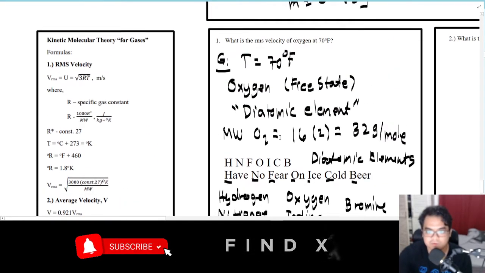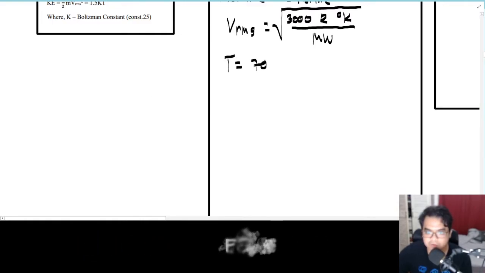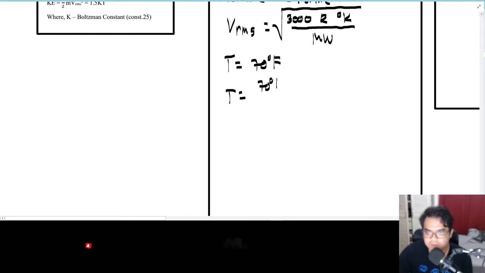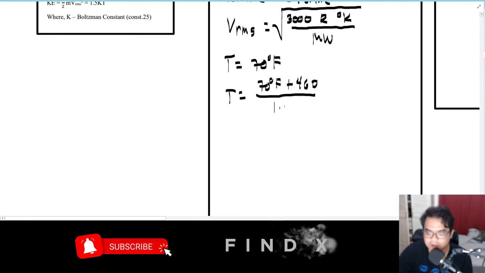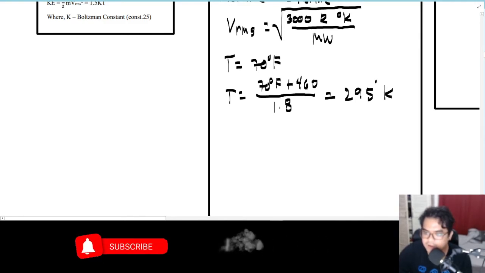So we have a given of 70 Fahrenheit, diba? Therefore, T is equal to 70 Fahrenheit. So all you have to do is just convert this into Kelvin. So T must be equal to 70 in Fahrenheit plus 460. Okay, that will be in Rankine, and then dividing it to 1.8 will give you in Kelvin. So this is 295 Kelvin.